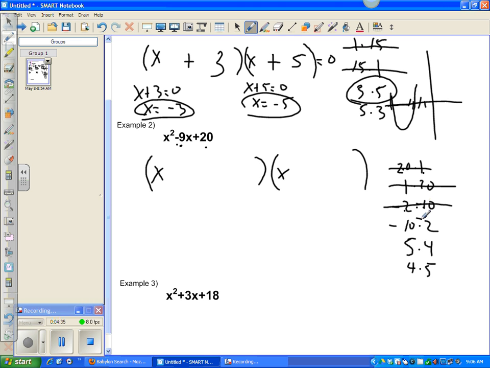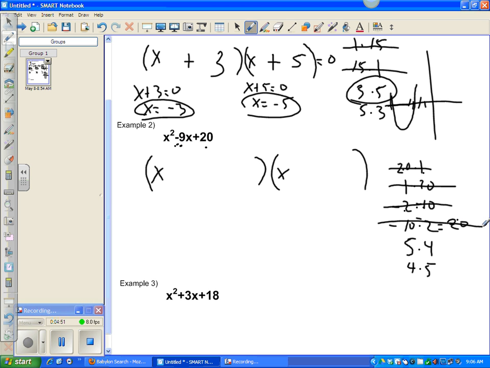These two have to be negative also, because I have a negative number right here. Negative 10 times negative 2 equals 20, sorry, equals 20. Is negative 10 minus 2 equal to negative 9? No, it isn't. It's not these.